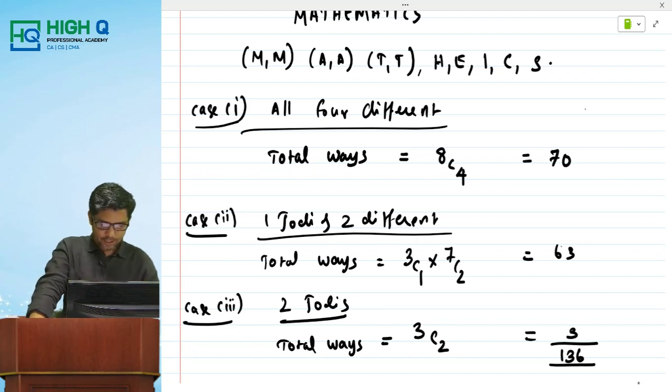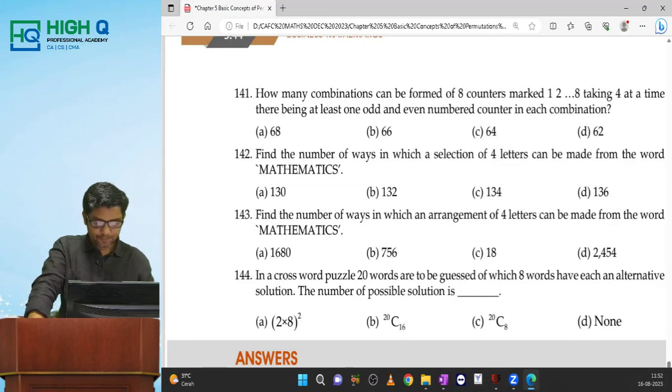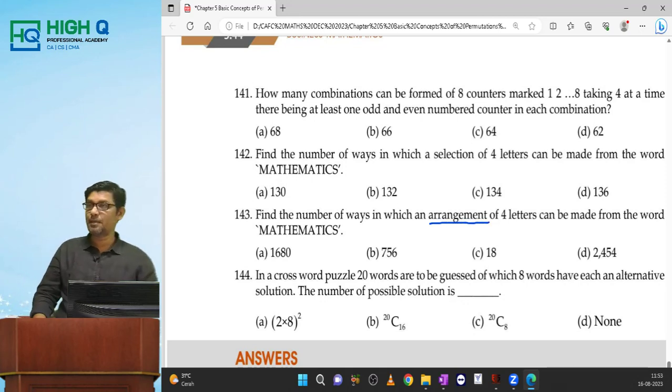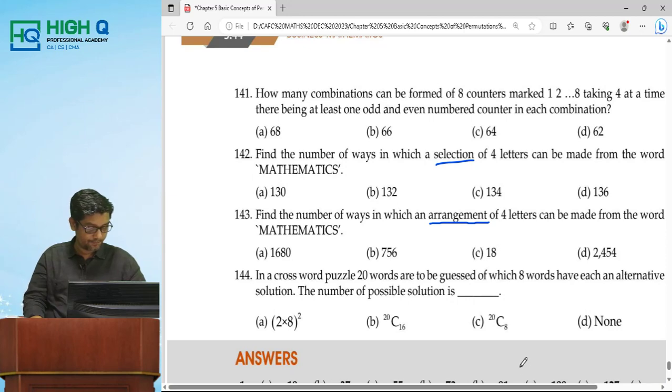Now, can you please go to sum number 143? Find the number of ways in which an arrangement of 4 letters can be made from the word mathematics. See, look at this, 4 letters can be made. Arrangement, what is meant by this? Here it was selection, but now it is arrangement. That means I have to select 4 letters, and after selection of 4 letters, I need to arrange. Is that right, my dear? Say yes or no.